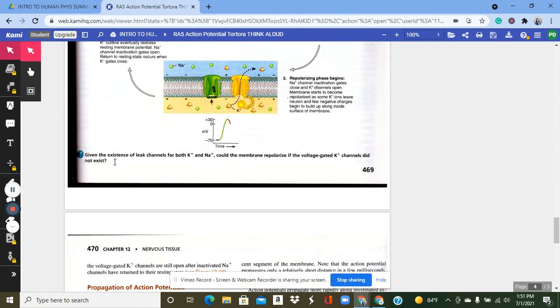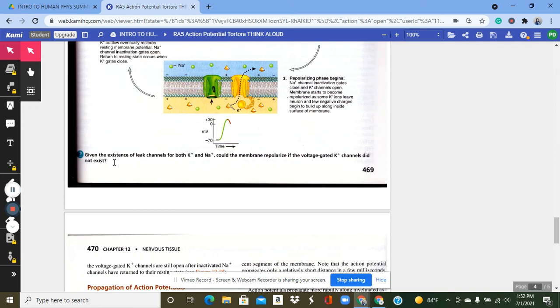Actually, I guess I can answer this question. Given the existence of leak channels for both potassium and sodium, could the membrane repolarize if the voltage-gated potassium channels did not exist? So the answer to this question, I think, would probably be yes, because as mentioned, the leak channels would still allow the potassium to exit more rapidly than sodium could enter the axon.